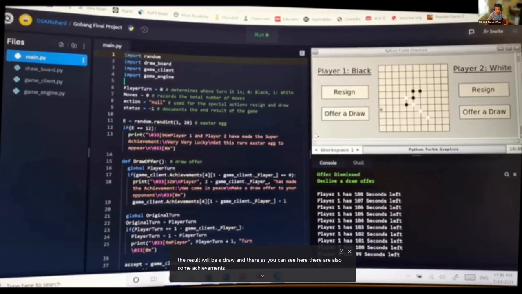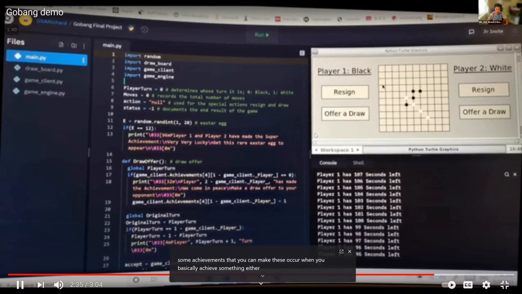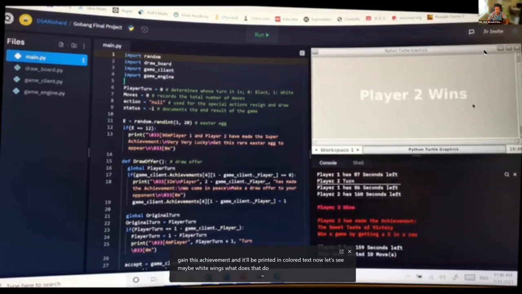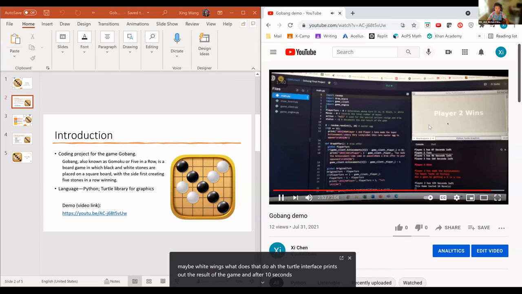These occur when you basically achieve something, either good or bad. It will cause you to gain this achievement and it will be printed in colored text. Now, let's see. Maybe white wins. What does that do? The turtle interface prints out the result of the game, and after 10 seconds, the game will end, as you can see here. Thank you.